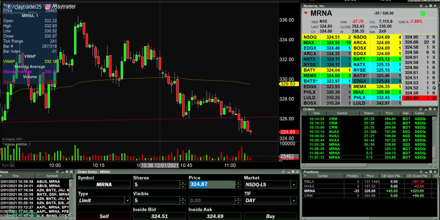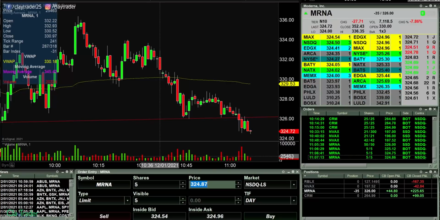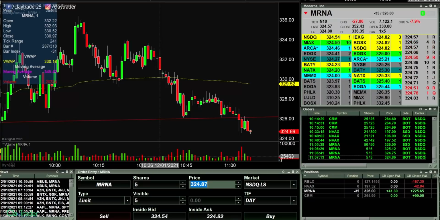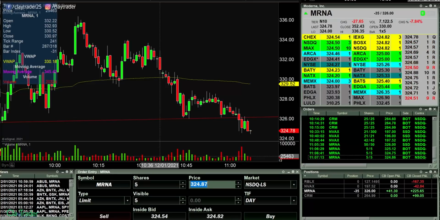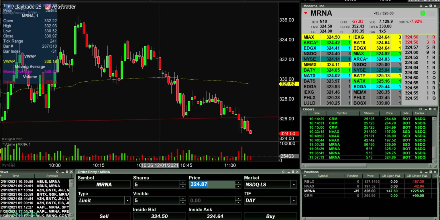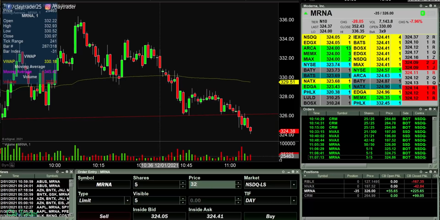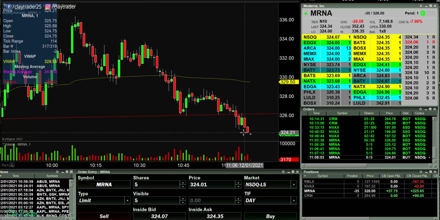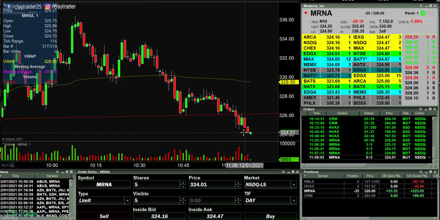So let's see if we can get some more. We still have 35 shares. Would love to see this thing. You got to think it's going to go down to at least 324 right now. Now, when it gets down to 324, what it does there, not quite sure because it could do some sort of double bottom bounce. See if I can try to pull off another 5 shares here at 324.